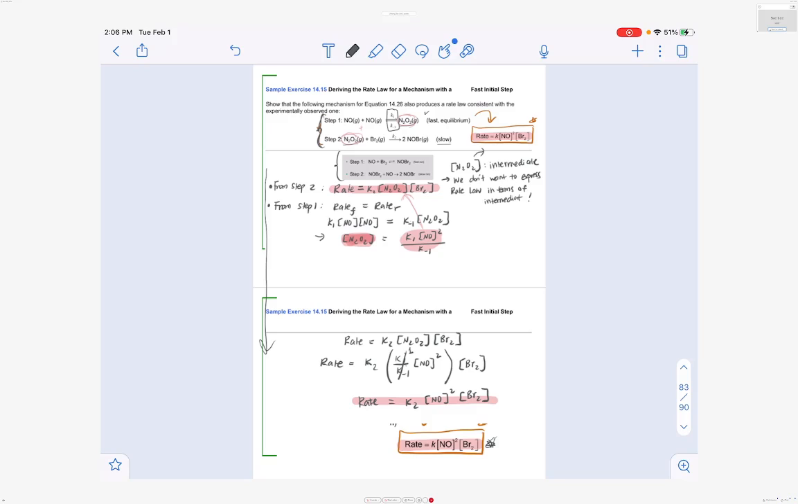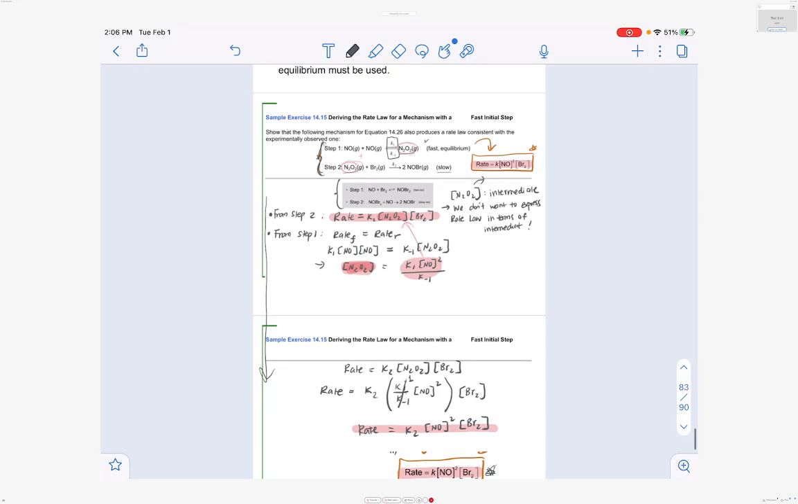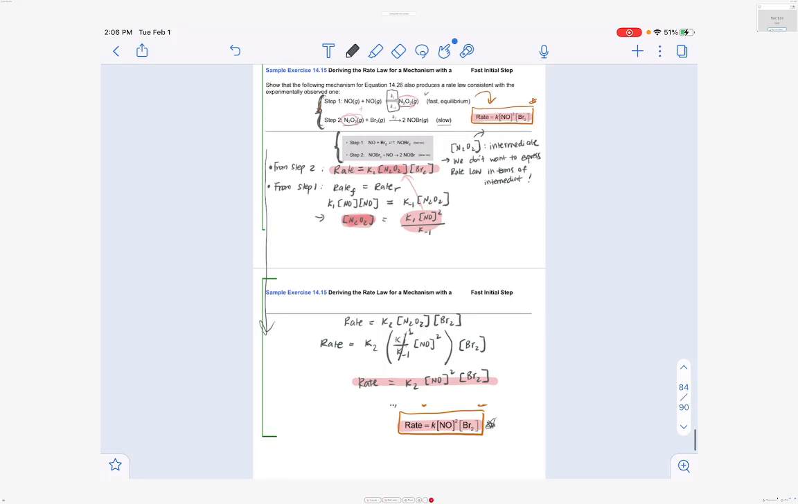Again, there may be more than one mechanism that leads to an observed experimental rate law. There can be more than one mechanism. This is the mechanism that I proposed. This is a mechanism that other people propose, but they all lead to the experimental rate law of this.